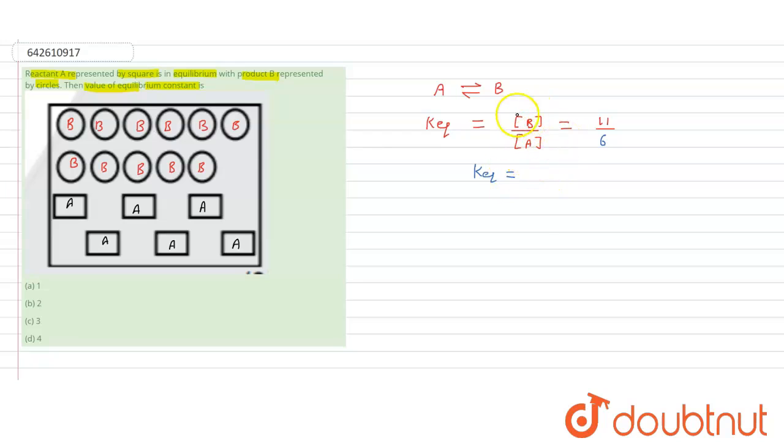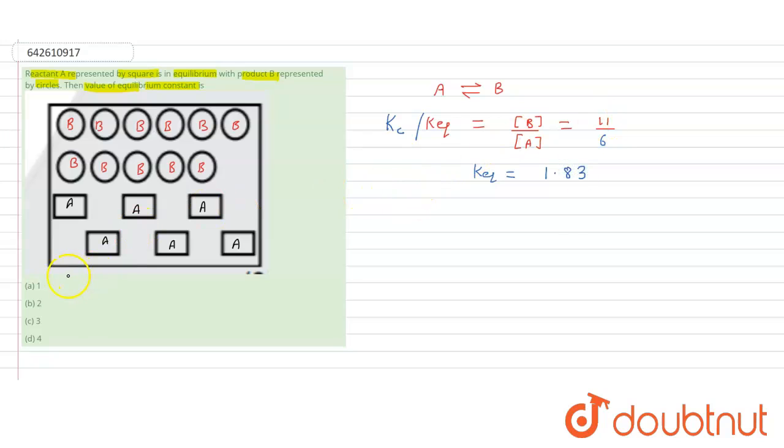since we are using concentration, you can write it as Kc, because of the concentration term. Otherwise, K equilibrium is generally defined as product concentration divided by reactant concentration. So K equilibrium, if I divide it, becomes 1.83.